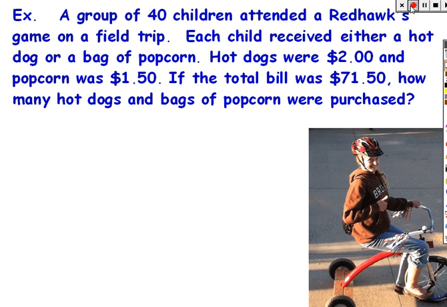Last example, a group of 40 children attend the Red Hawks game on a field trip. Each child received either a hot dog or a bag of popcorn. Hot dogs were $2, popcorn's $1.50. If the total bill was $71.50, how many hot dogs and bags of popcorn were purchased?